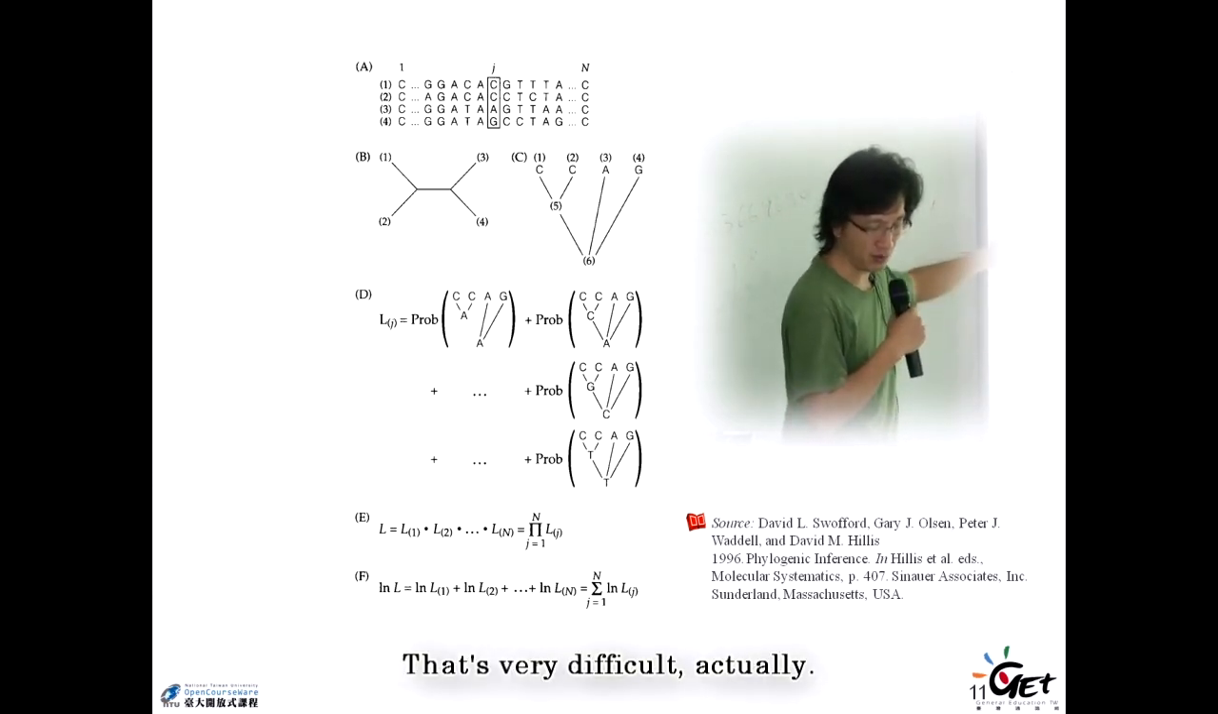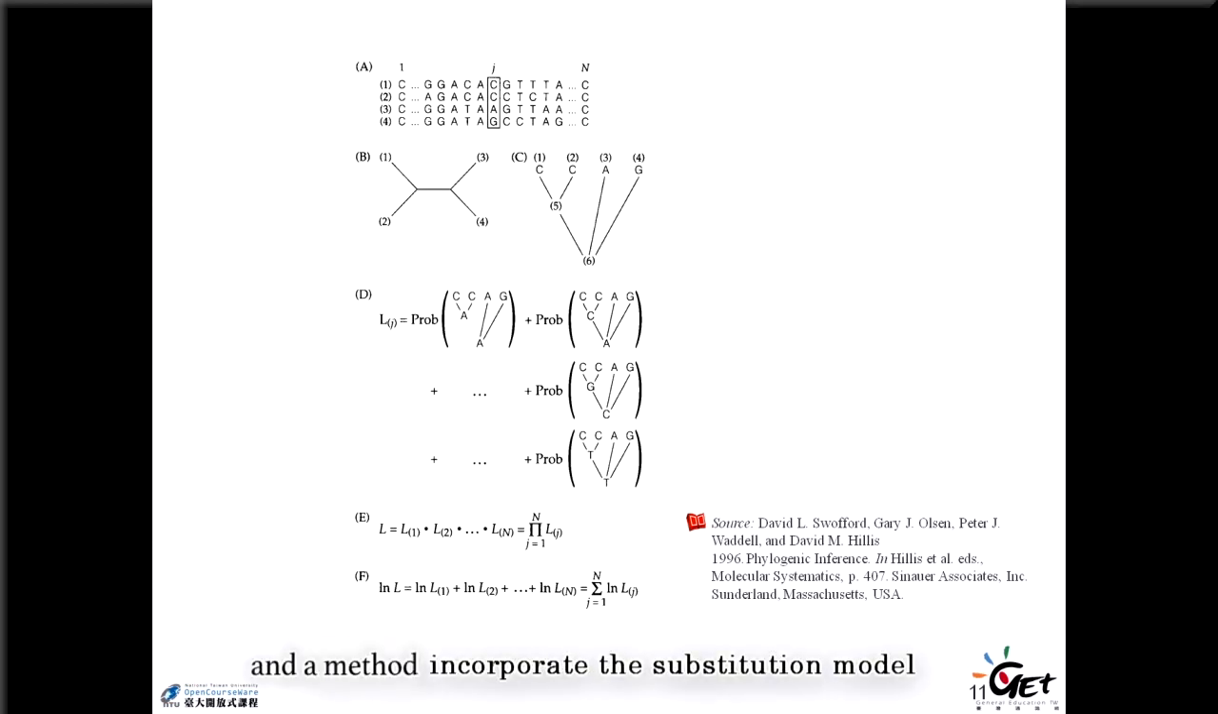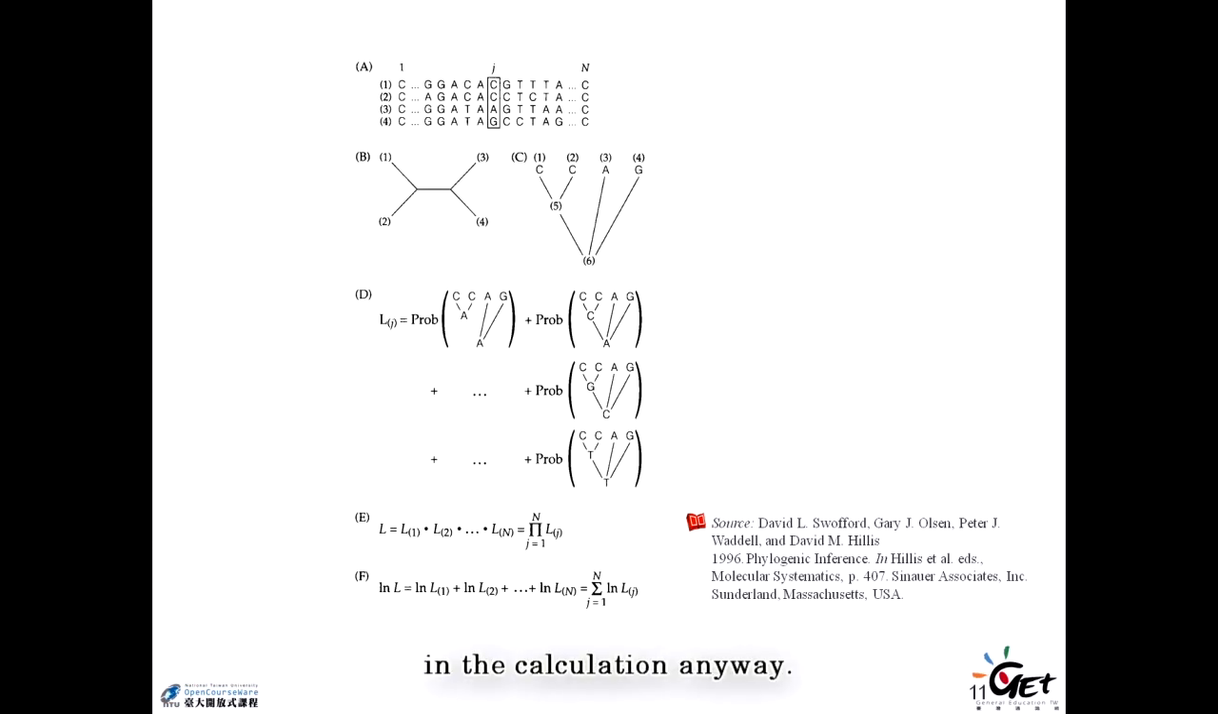That's very difficult, actually. And the likelihood, however, is still better than the maximum parsimony, and likelihood methods incorporate the substitution model in the calculation anyway. So this is something different.